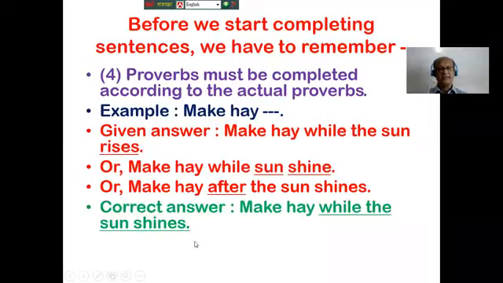While the sun shines should be completed with an underline, and also see that usually the dictionary does not indicate any comma to be put after make hay. So: make hay while the sun shines.